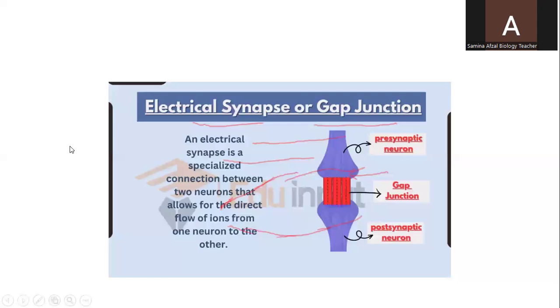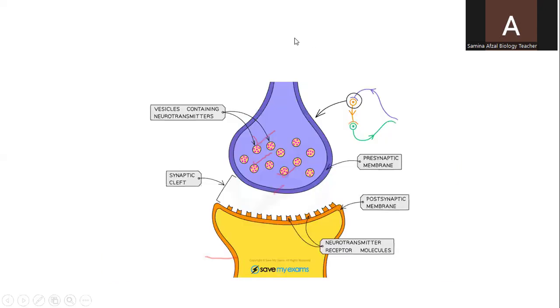Next, chemical synapse or gap junction. So synapse is a junction or gap between two neurons. And chemical synapse is a specialized connection between two neurons that allows for the flow of ions from one neuron to the other. So chemical synapse is a gap between two neurons. In the next, we will study its structure.